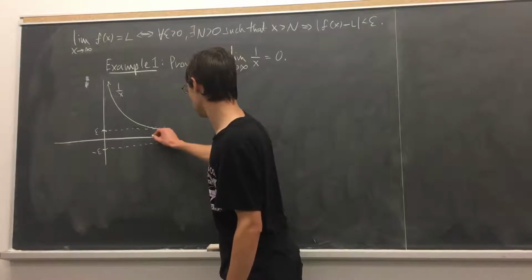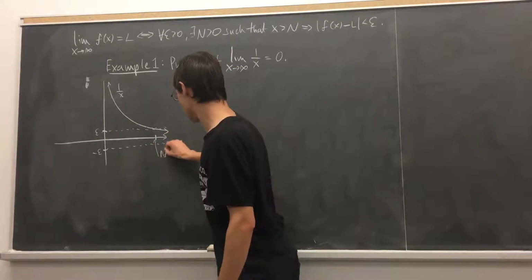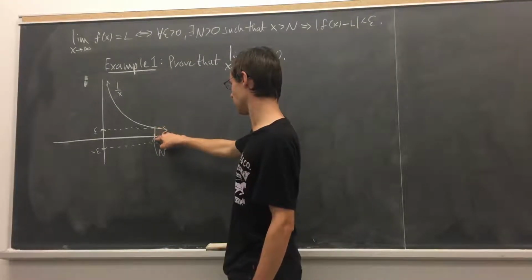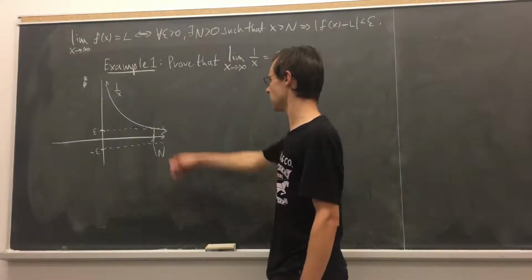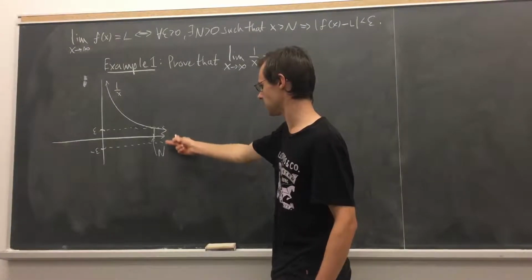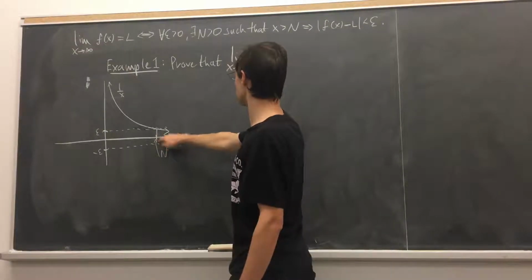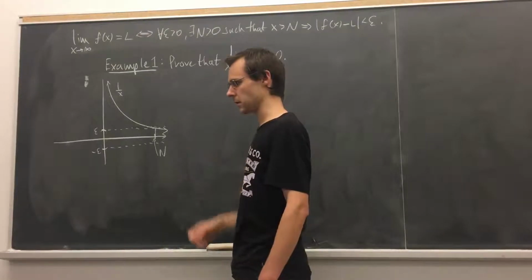Well, the smallest that N could possibly be is right over here. Okay? Right at this intersection point, such that when we feed it into the function, we get epsilon. After this point, the function keeps decreasing. It never hops over 0 and then dips below the negative epsilon line. So it's this point right here that we want to show exists.